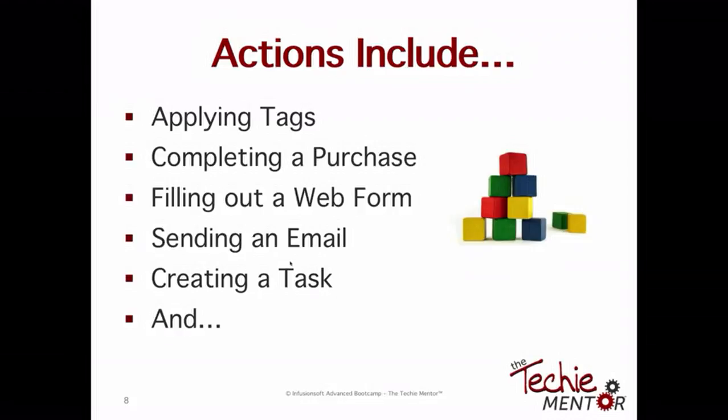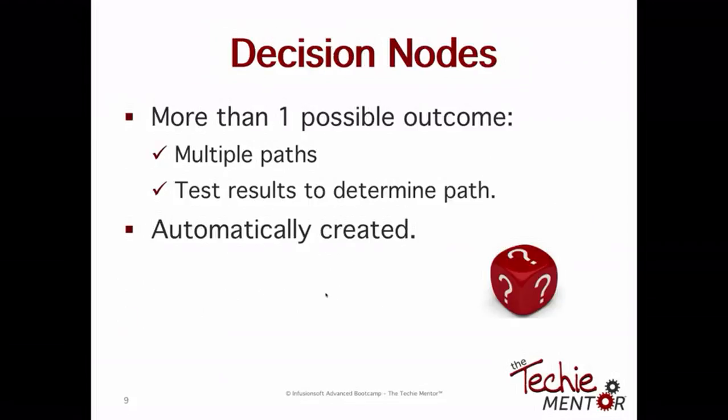But actions can include the following, and this is just a sample. There's more that you can do. You can apply tags, you can complete a purchase, you can have them fill out a web form, you can send an email, you can create a task, you can create an opportunity, you can send them a voicemail. So there's all the different things that you can do. The actions you can complete in Infusionsoft, you can also do with a campaign sequence. So really, take all of the actions that are available in Infusionsoft and put them into a sequence campaign.